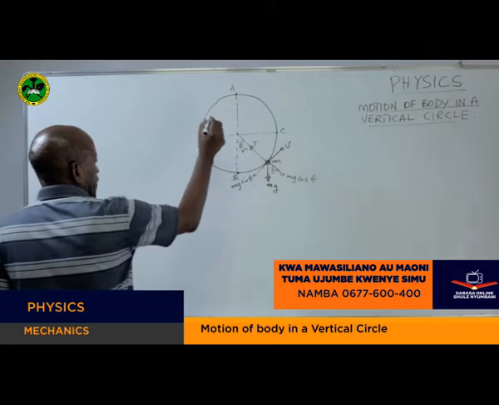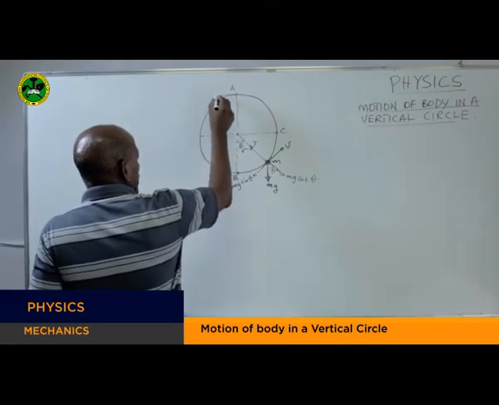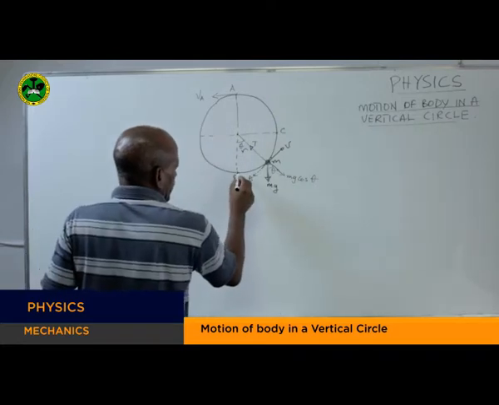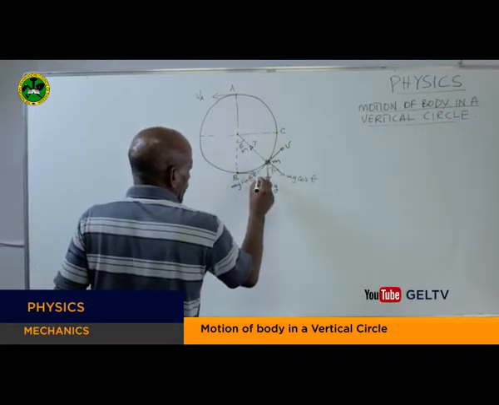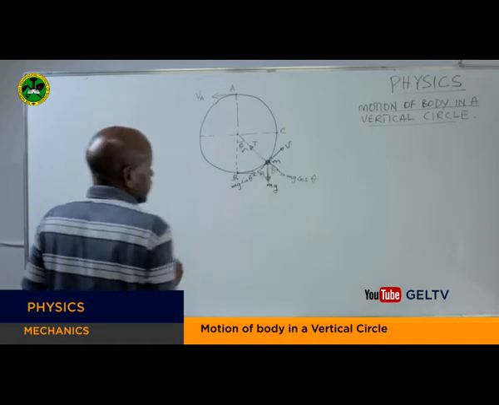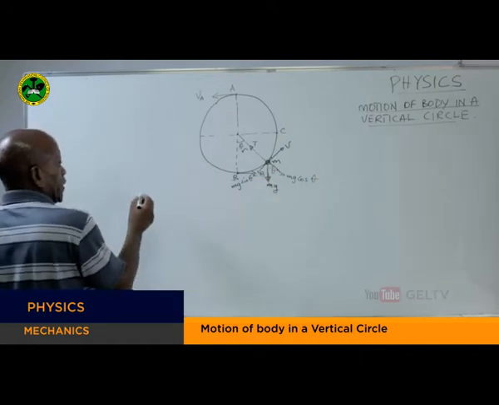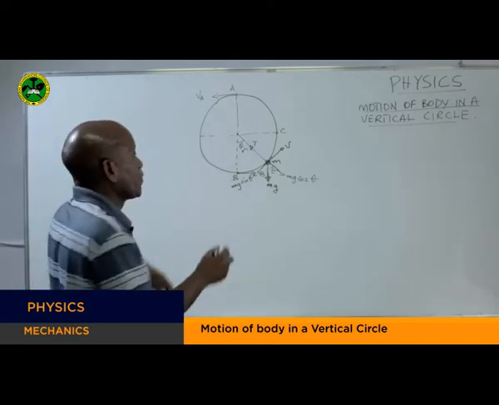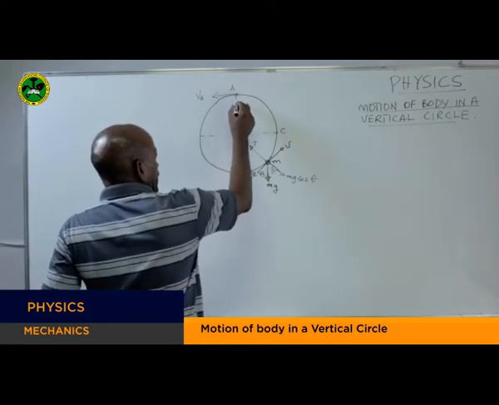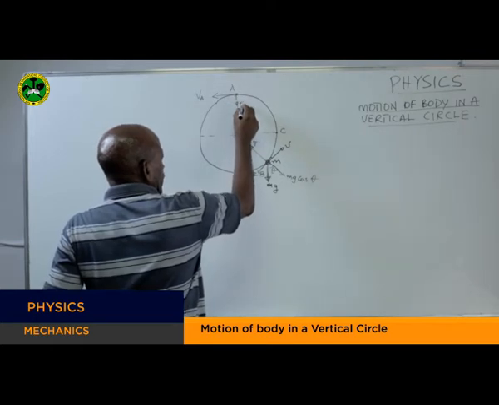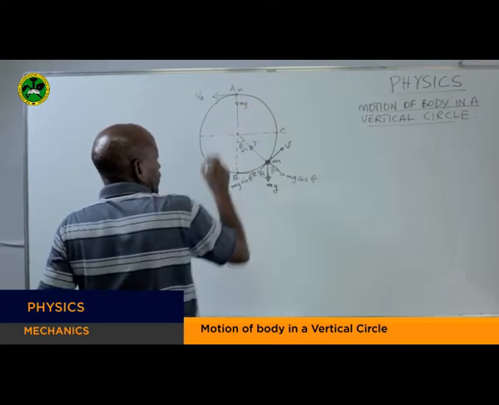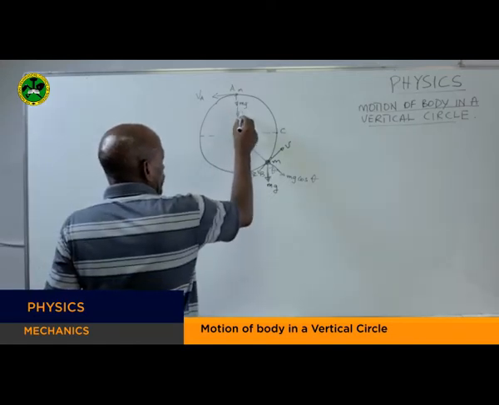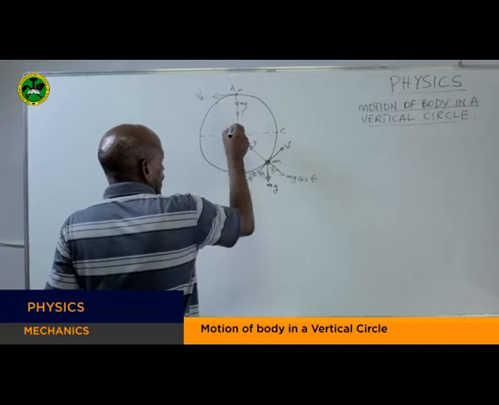Let us start by looking at the top. At the top, the body can be moving, let's say, with velocity VA. And at the bottom, this body can be moving horizontally with velocity, call it VB. So let's look at it whenever it is at the top. Whenever it is at the top, the weight of the body is acting downward there, which is equal to mg, if I take this body to be of mass m. And again, the tension force is also acting downward.